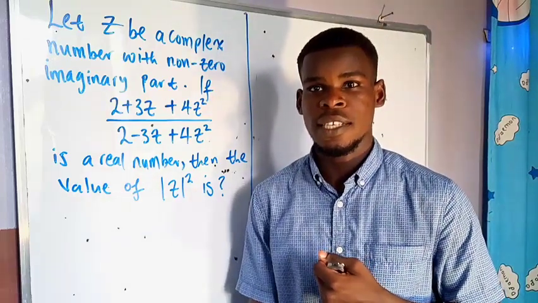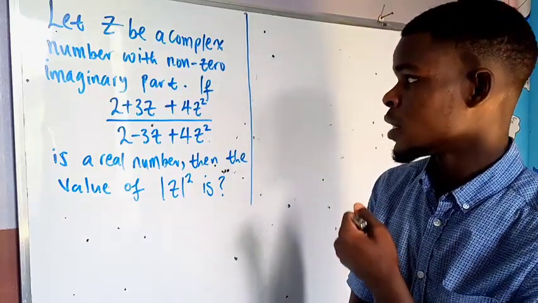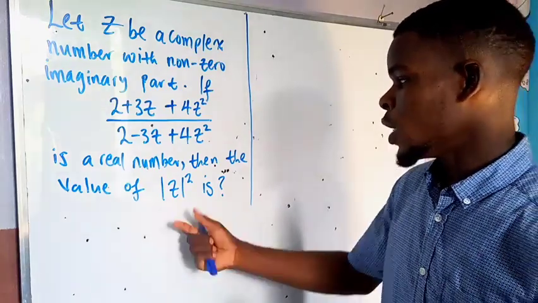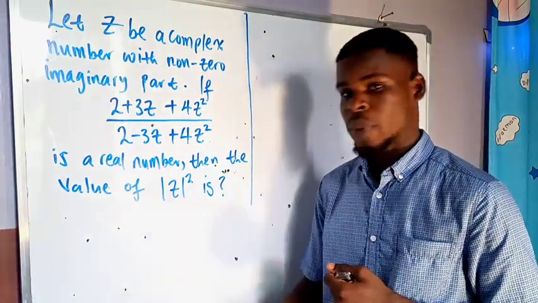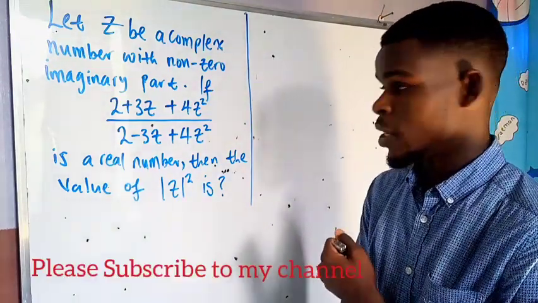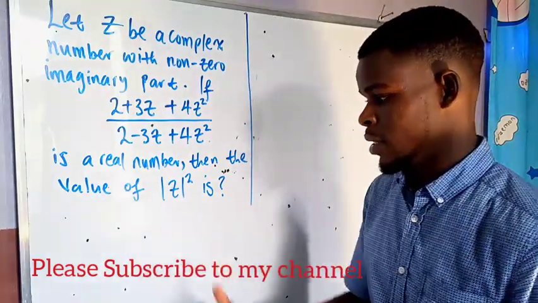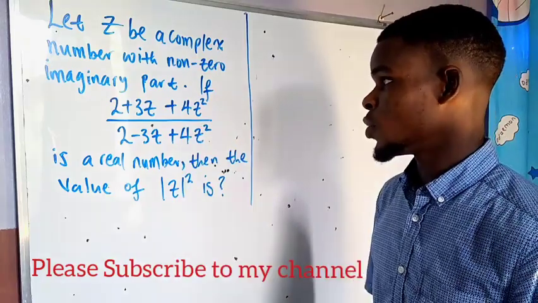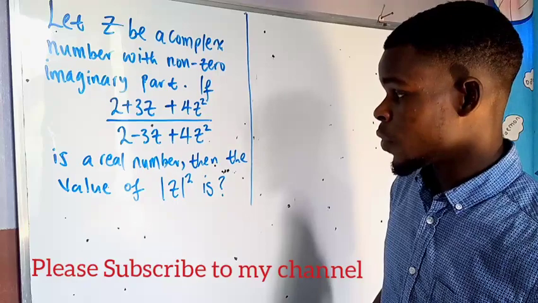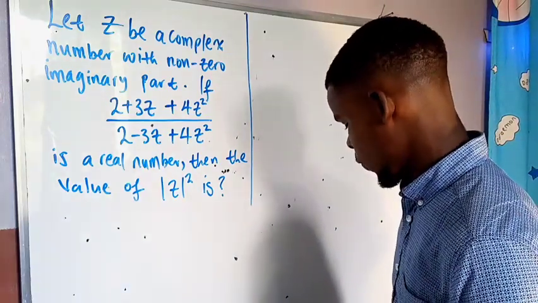Now in this video, we're going to answer this question from the 2022 JEE Advanced math paper. It has to do with complex numbers. We want to find the value of the modulus of z raised to the power 2, given that z is a complex number with non-zero imaginary part. Now if this fraction right here is a real number, then what is the value of |z|^2? That's what we are asked to find.